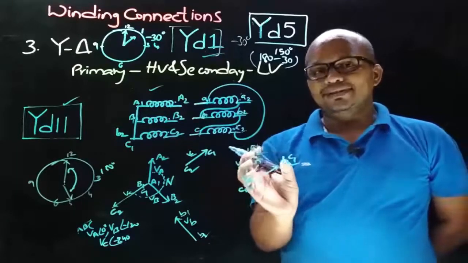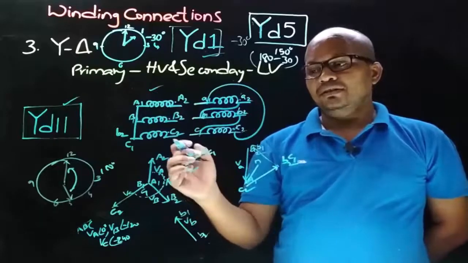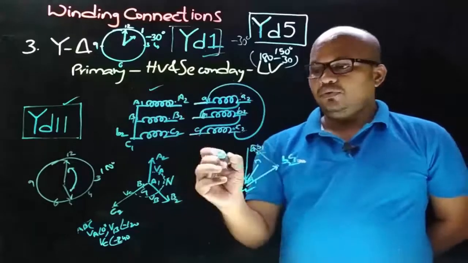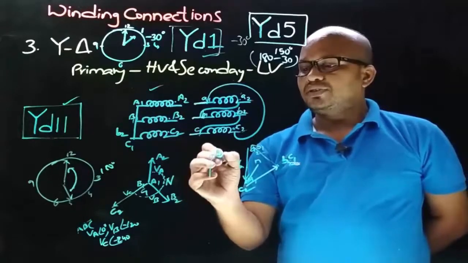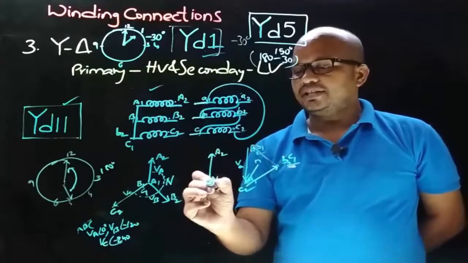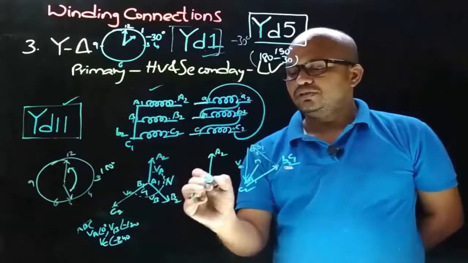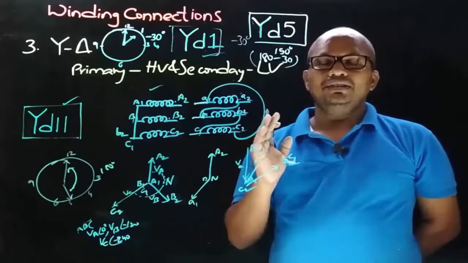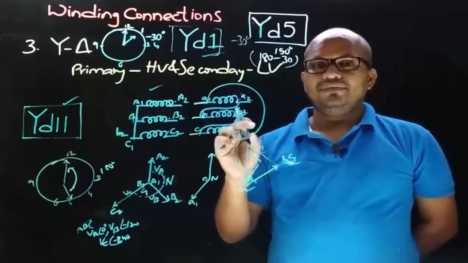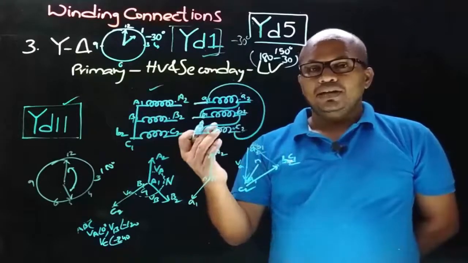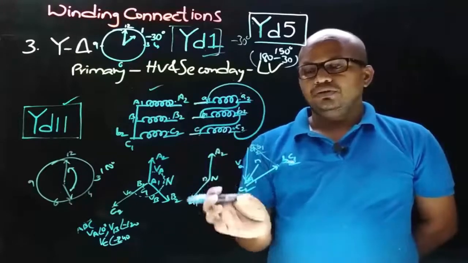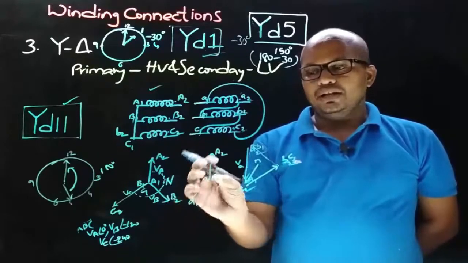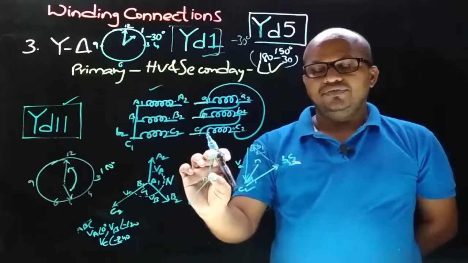Now superimpose this diagram on this and observe the primary side phase to neutral voltage and secondary side phase to neutral voltage. Therefore the primary side phase to neutral voltage and secondary side phase to neutral voltage will look like this. In the vector group symbol, the numeral will indicate the LV winding phase to neutral voltage phase displacement with respect to HV winding phase to neutral voltage. So here this is LV winding phase to neutral voltage and this is HV winding phase to neutral voltage.